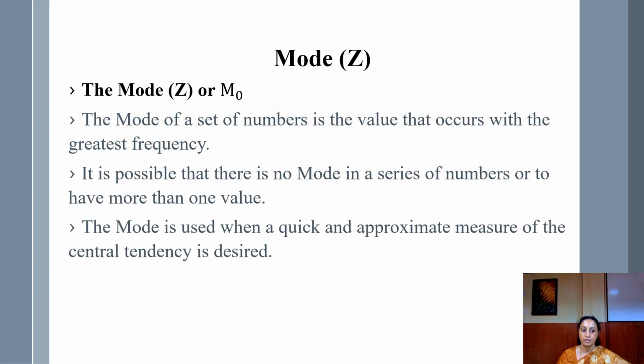So as we discussed, mode is denoted by the letter Z or M0. Mode, in a set of numbers, is the value that occurs with the greatest frequency. It is possible that in a data set there may be no mode, or there may be more than one modal value.